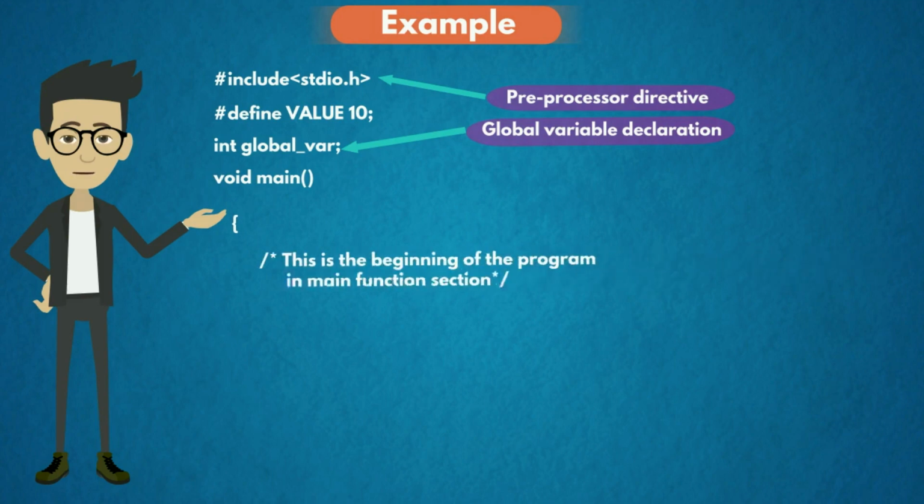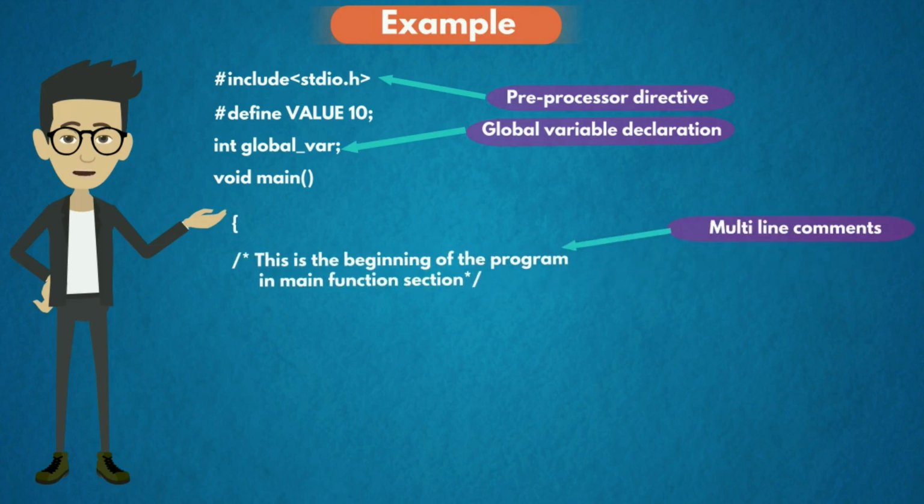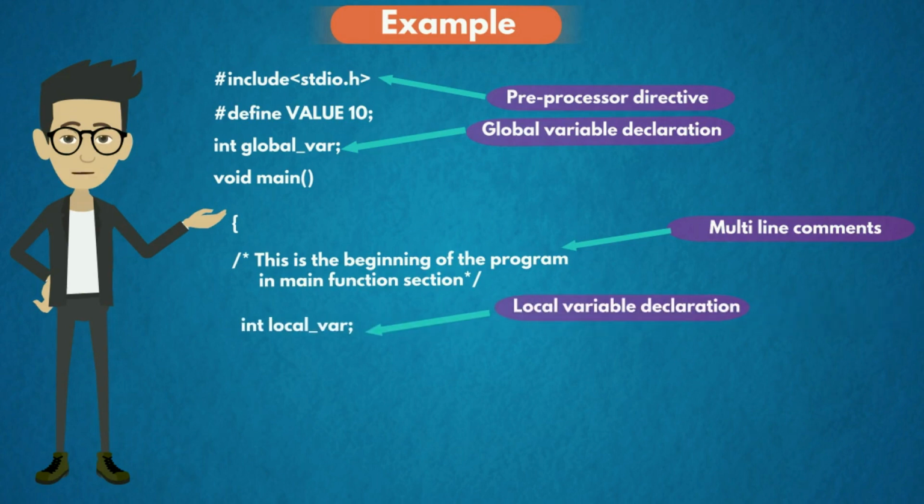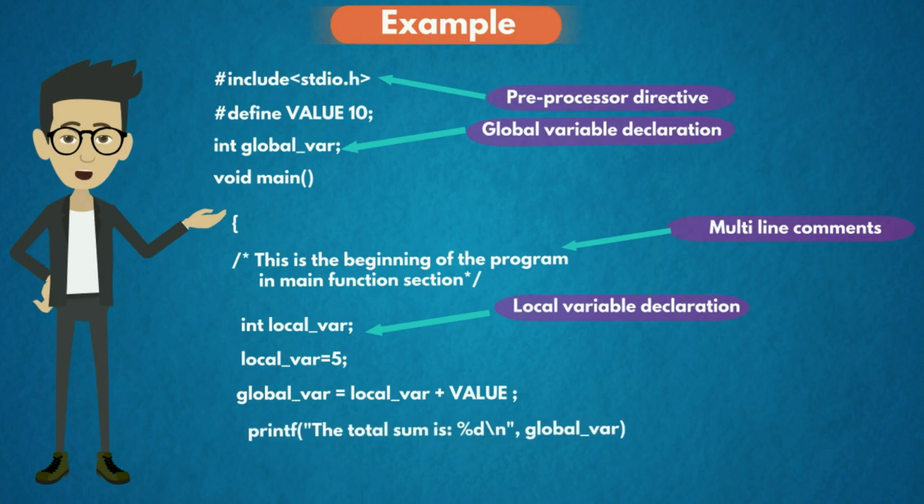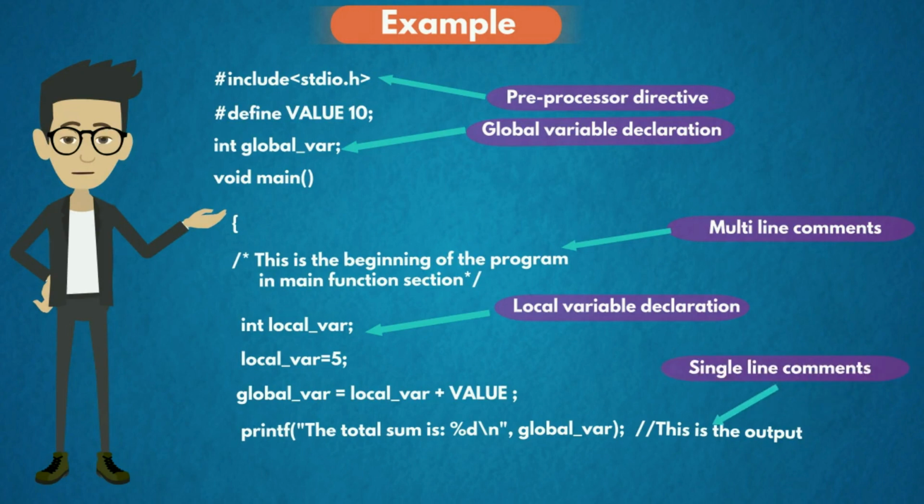Under the main method, we have multi-line comments which are not executable, and we can declare local variables as int data type, which assigns global variable equal to local variable plus value. Then we have the printf statement, that is the total sum is %d, global variable. This is the output, that is a single line comment. This single line comment is also not executable by the C compiler.